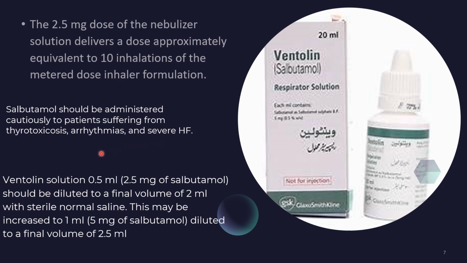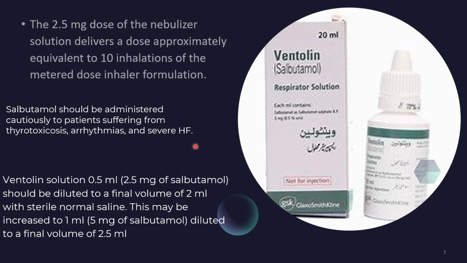How much you can nebulize depends upon the patient's condition and the heart rate, either 2.5 milligrams of salbutamol or 5 milligrams of salbutamol. 0.5 ml of solution contains 2.5 milligrams, while 1 ml contains 5 milligrams of salbutamol. Both concentrations should be diluted with normal saline. If you take 0.5 ml, dilute with 2 ml of normal saline, and if you take 1 ml, then dilute it with 2.5 ml.